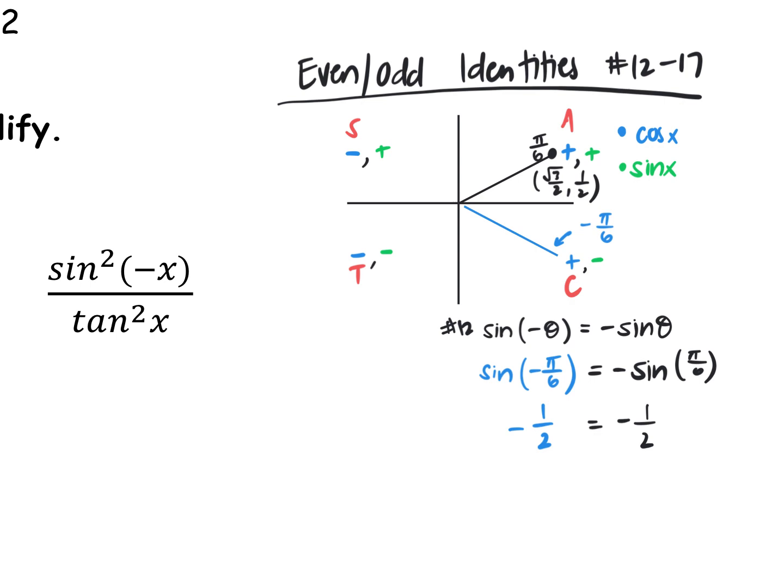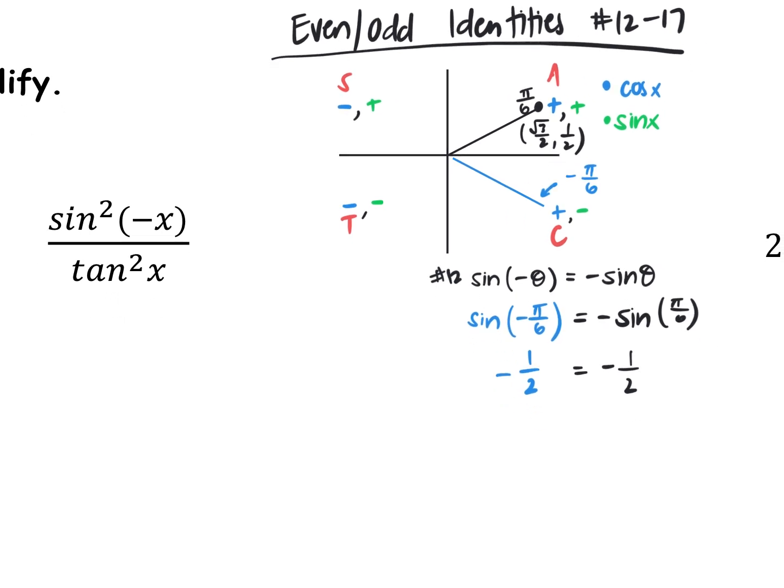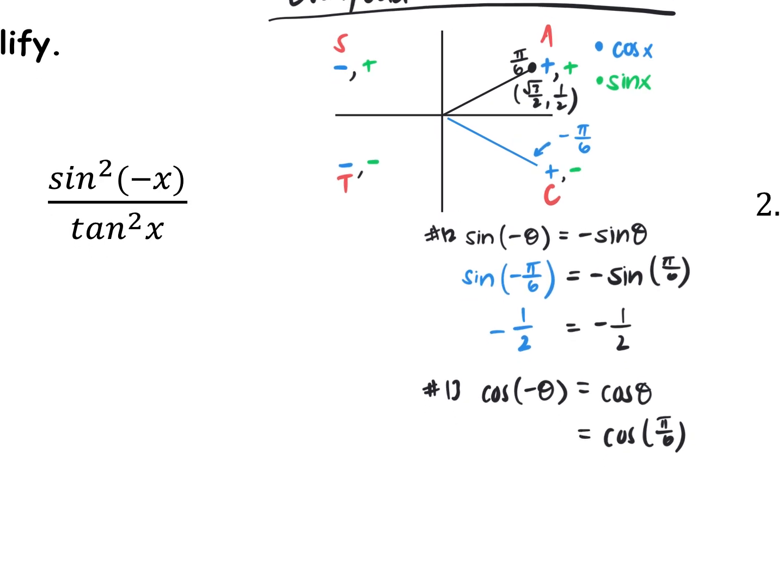Let's look at an example and find out. So let's look at example number 13. That's looking at cosine. So cosine of negative theta, they say, is equal to cosine of theta. Okay, let's start out with the positive one. What is cosine of pi over 6? What is my x value of cosine of pi over 6? Root 3 over 2. So this is equal to root 3 over 2.